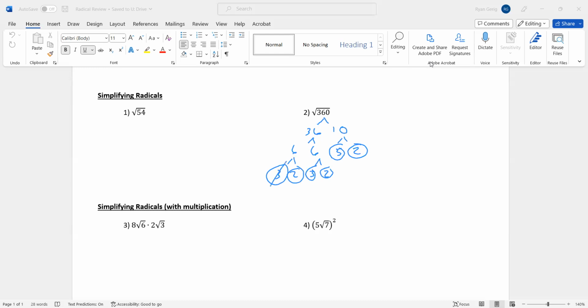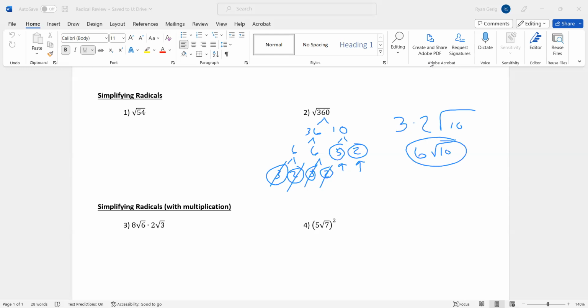So I got a pair of 3s. I've got a pair of 2s. So that makes a 3 on the outside and a 2 on the outside. And I multiply those together. 5 and 2 are unpaired. They go back under the radical. 5 times 2 is 10. So my final answer here is 6 radical 10.